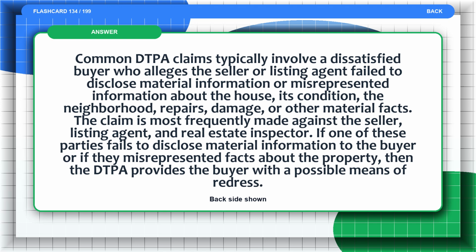The answer is, common DTPA claims typically involve a dissatisfied buyer who alleges the seller or listing agent failed to disclose material information or misrepresented information about the house, its condition, the neighborhood, repairs, damage, or other material facts. The claim is most frequently made against the seller, listing agent, and real estate inspector. If one of these parties fails to disclose material information to the buyer or if they misrepresented facts about the property, then the DTPA provides the buyer with a possible means of redress.